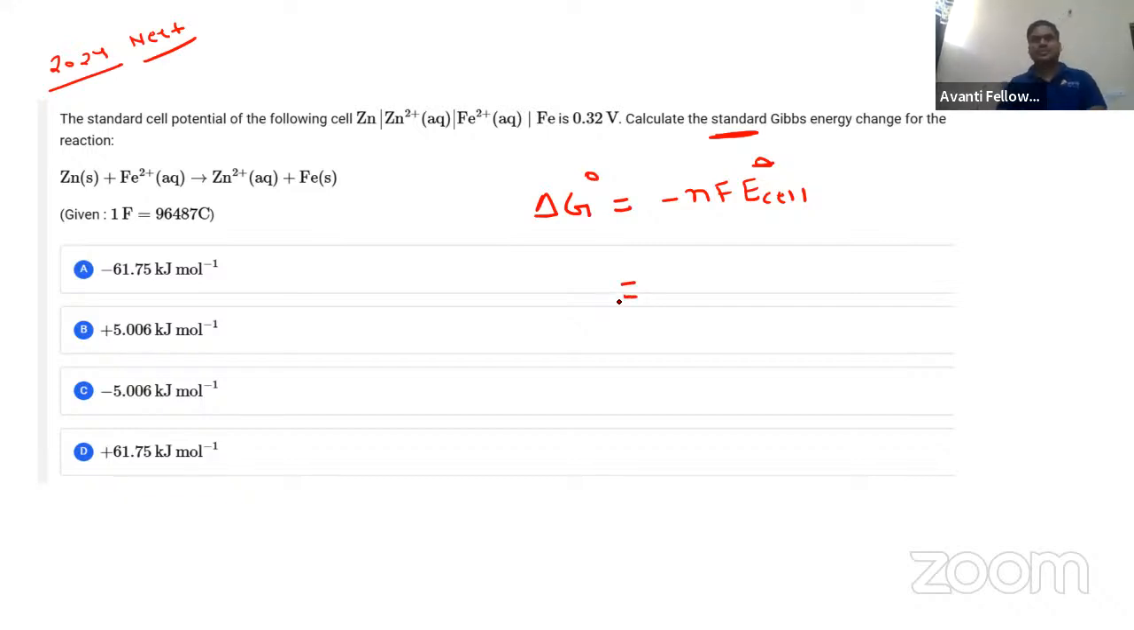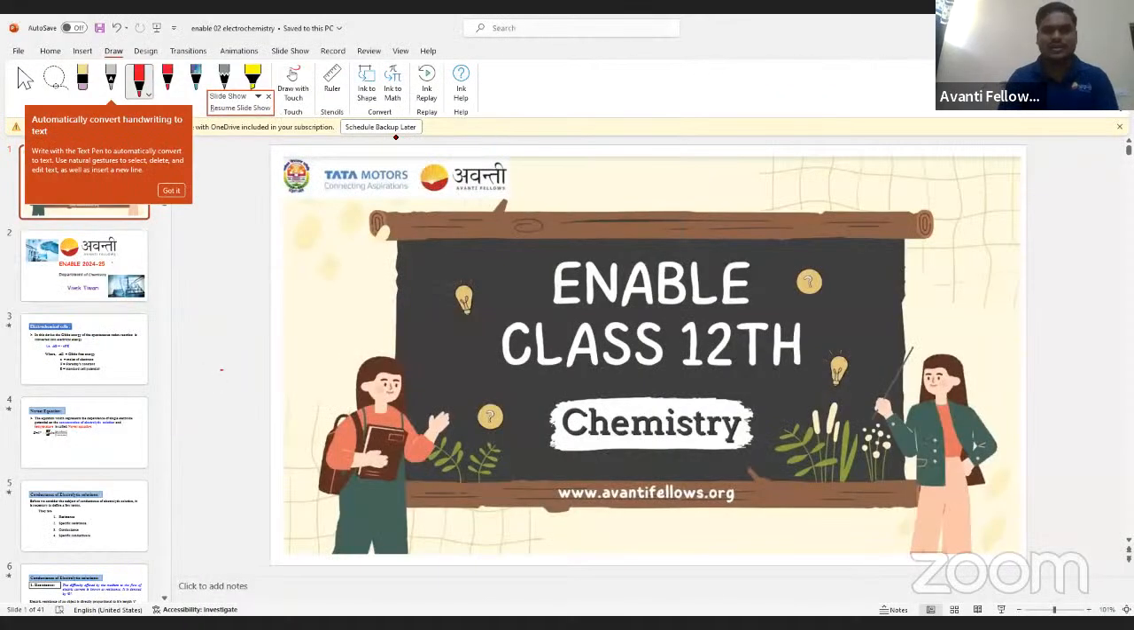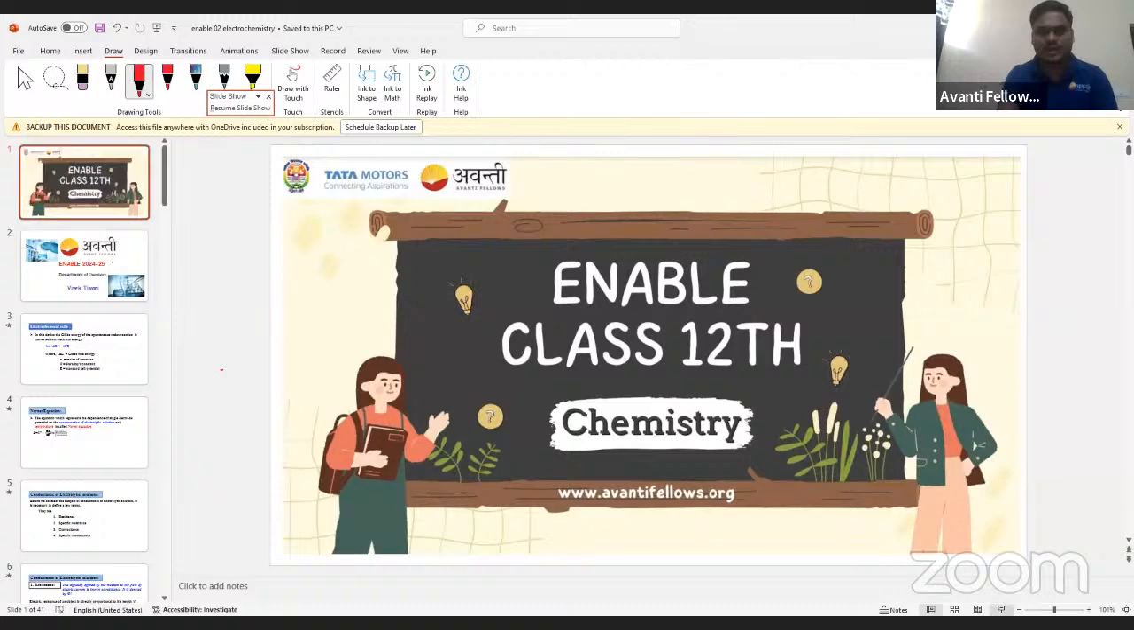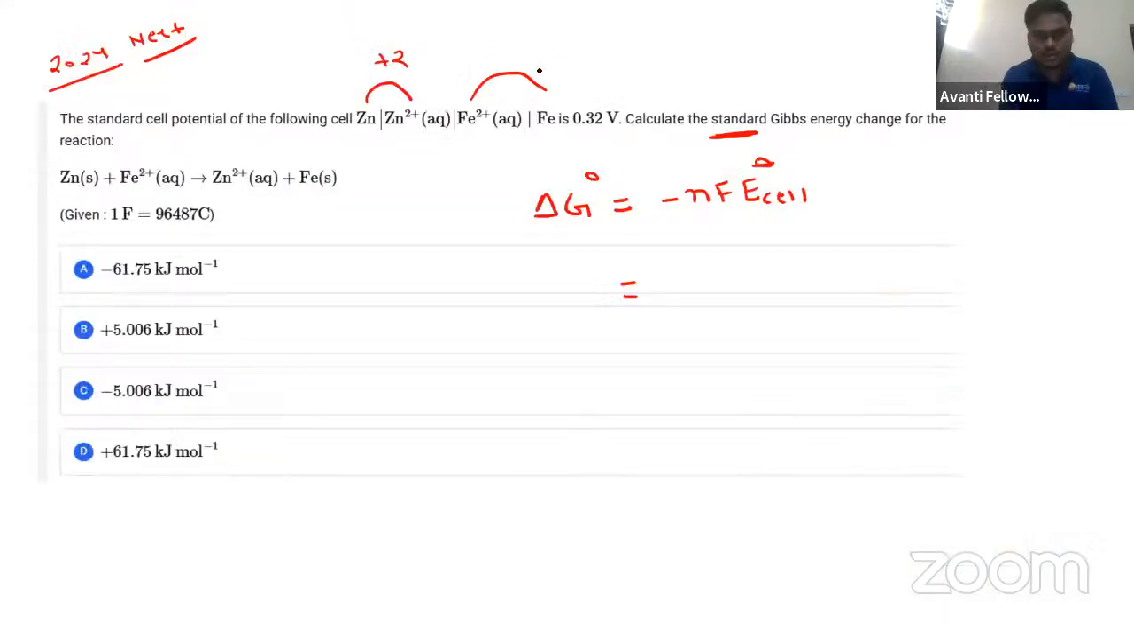Now what is n in this question? Number of electrons. देखो, जिंक से Zn+2 दो इलेक्ट्रॉन, Fe2+ से Fe दो इलेक्ट्रॉन, so the number of electrons is 2. कितना आया? Number of electrons 2 आया. Wait a second बेटा. हाँ, so number of electrons is 2. Here also 2 electrons. So minus n की जगह आ गया 2. What's Faraday constant? So it is already written that Faraday constant is 96500.